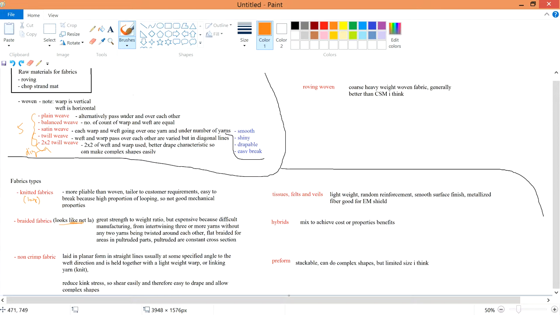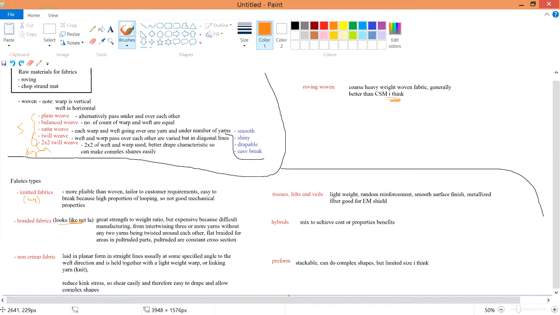As for the fabric types, there are also others. These are all the chunks, which are the tissues, the hybrids. You can just read it yourself. Just take note that the tissue is good for electromagnetic shielding. Hybrid is to achieve cost and properties benefits. Preform is stackable and can do complex shapes, but I think it's limited in size because you are creating a mold. So the machine type is pretty tough to create, things like that. So all in all, these are the stuff.